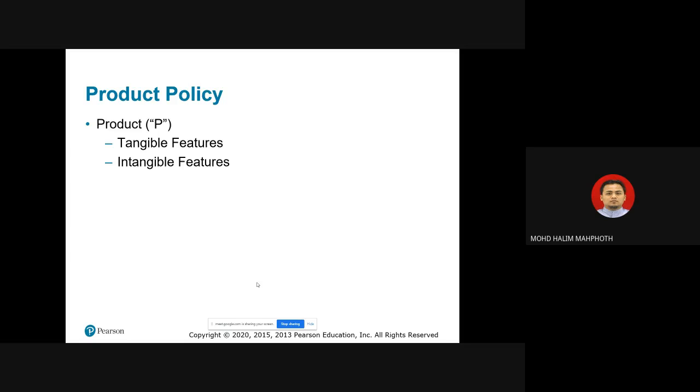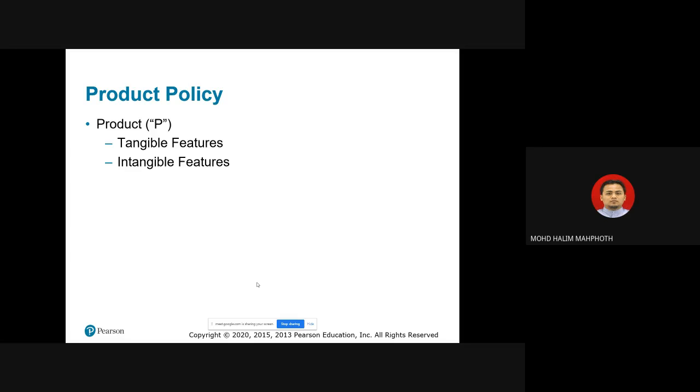Product policy, the first P. You can see either your product is tangible or intangible. What is tangible? The product can be touched. Or maybe intangible, the service, like education, that kind of language, that kind of features that appear on your products. So you can see what we have under the tangible one.